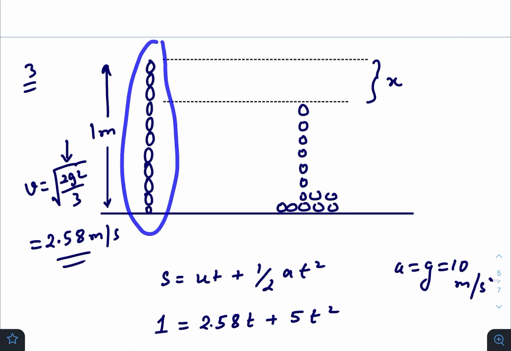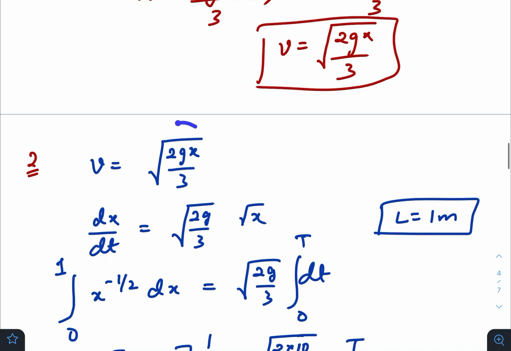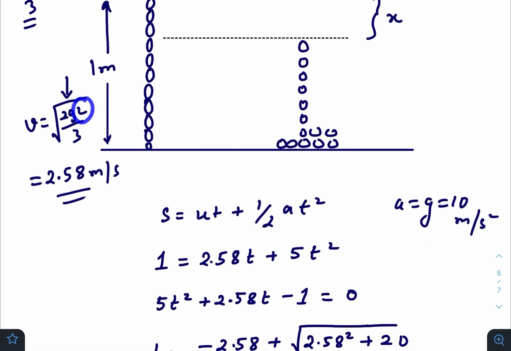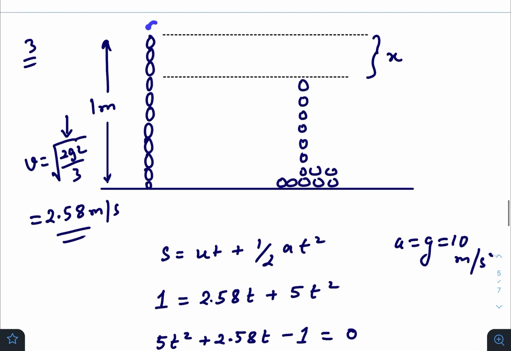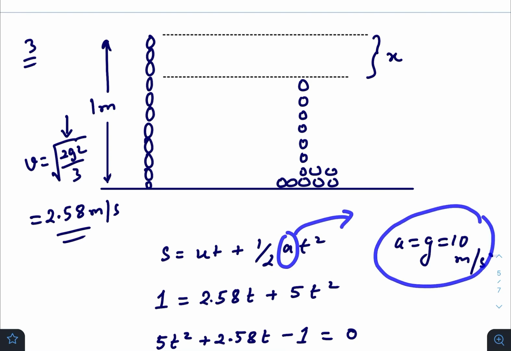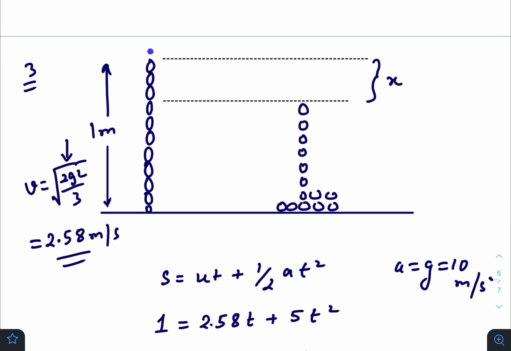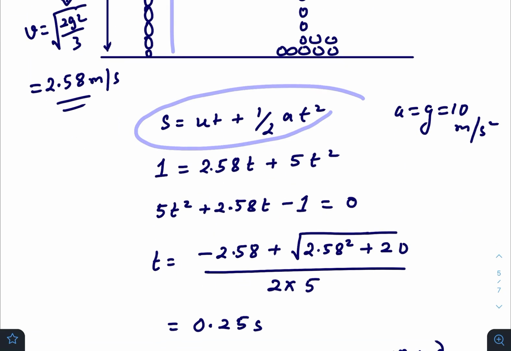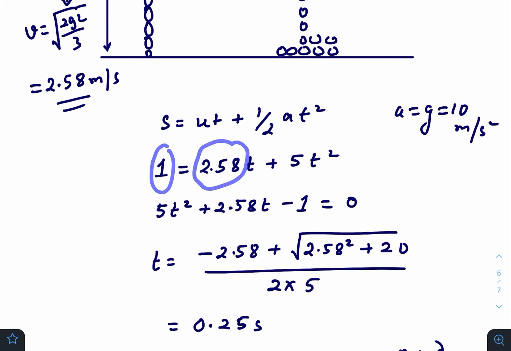So at this instant, speed of any point of the chain is root over 2gL by 3, because we already know the expression of velocity for the hanging part. So just put L equals 1, you will get this amount of velocity. So of course this end is falling due to gravity, so the acceleration of falling would be g, which is nothing but 10 meter per second square. So the distance needed to travel by this topmost end is 1 meter. So s equals ut plus half at square. So s is 1, initial velocity is 2.58 downwards, acceleration is 10, so we get here 5.